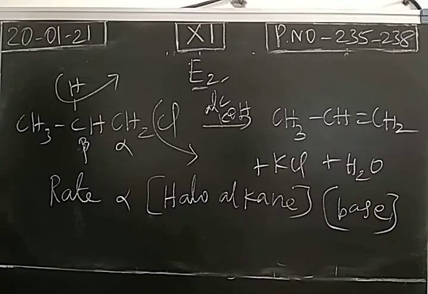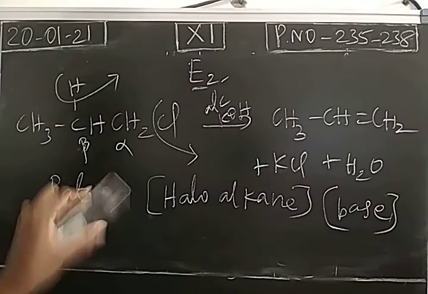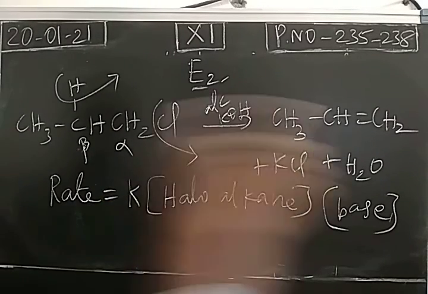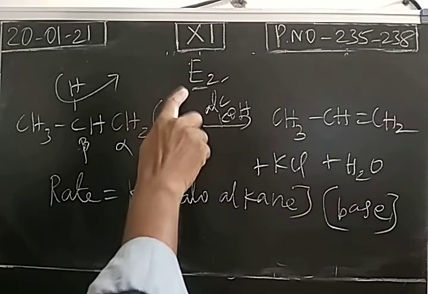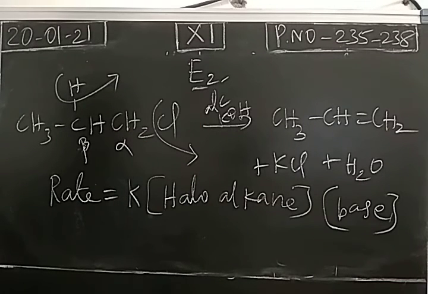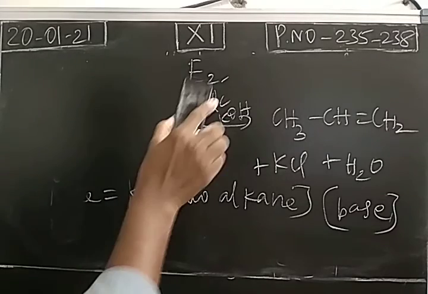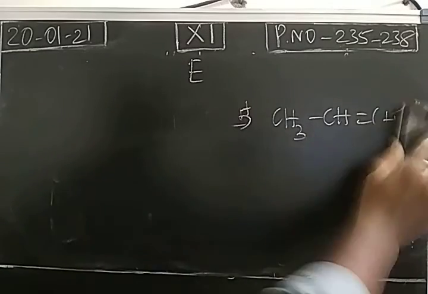So this is following the E2 mechanism. Proportionality can be removed by introducing a constant, the rate constant. This is a rate expression. This is following second order kinetics, but it is a one step process like SN2. It is a one step process. Okay. Next, E1 mechanism.